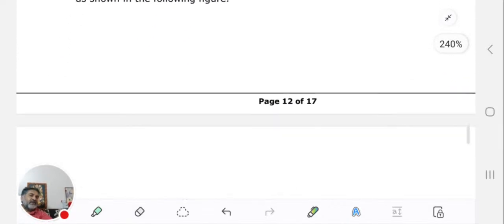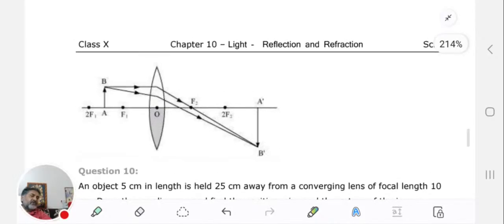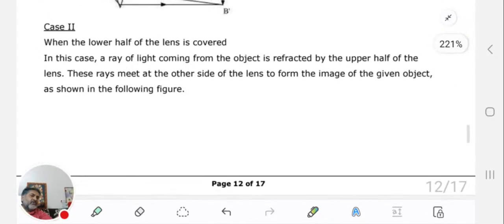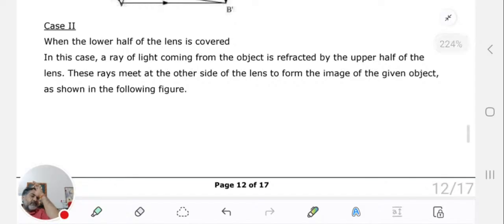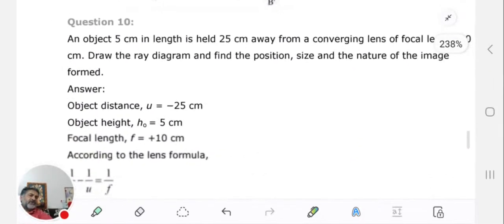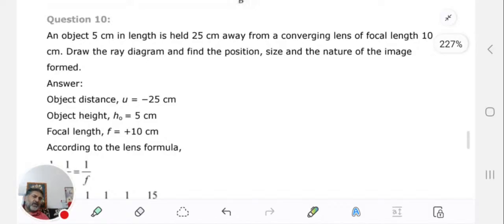અને બીજા કેસમાં આવી આકૃતિ છે, જુઓ, નીચેનું ઢાંકી દીધું તો શું થયું? When the lower half of the lens is covered, a ray of light coming from the object is refracted by the upper half of the lens. This ray meets at the other side of the lens to form the image of the given object as shown in the following figure. આ રીતે જો. ક્વેશ્ચન નંબર 10. હવે દાખલા આવ્યા બેટા, બહુ ધ્યાન રાખવાનું. An object 5 cm length is held 25 cm away.